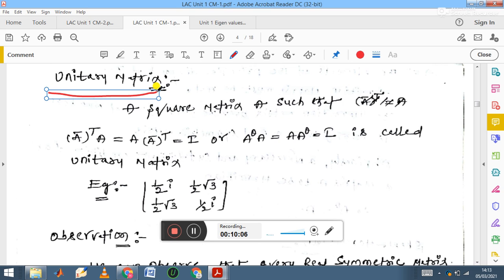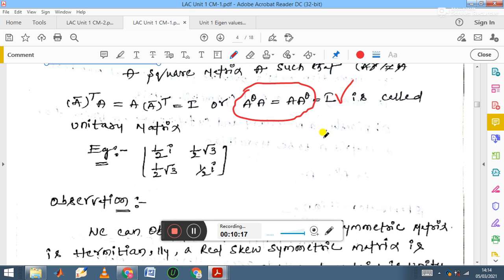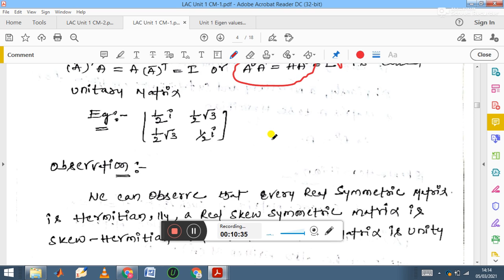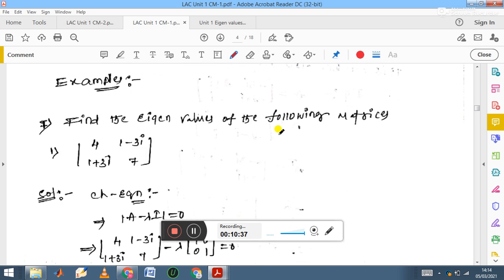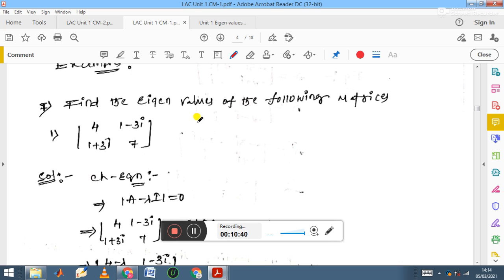Then go to the unitary matrix definition. The unitary matrix definition is A power theta into A is equal to A into A power theta is equal to I. Like the orthogonal matrix, in the case of a real matrix we learned the orthogonal matrix definition, A into A transpose equals A transpose into A equals I, but instead of transpose we are using the transpose conjugate here. Okay, so this is the definition of a unitary matrix.